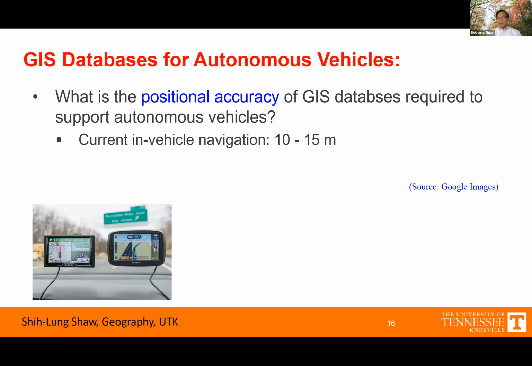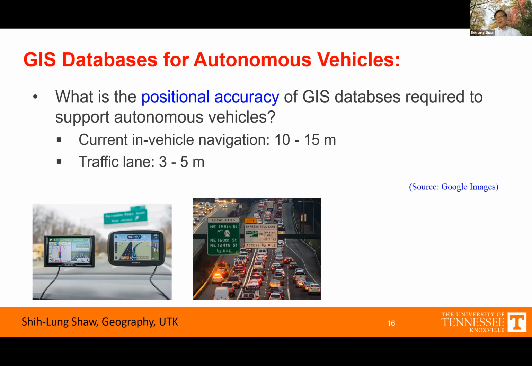So if we ask, what is the positional accuracy of GIS databases required to support operation of autonomous vehicles? What would be your answer? Okay, we know the standard GPS-based in-vehicle navigation systems we have been using can be accurate on average about 10 to 15 meters. But for autonomous vehicles, at the minimum, we need to be accurate to individual traffic lanes. That means 3 to 5 meters positional accuracy.